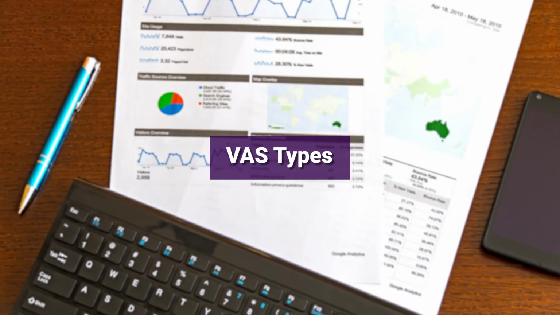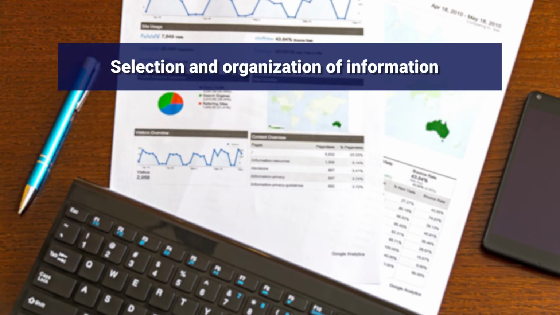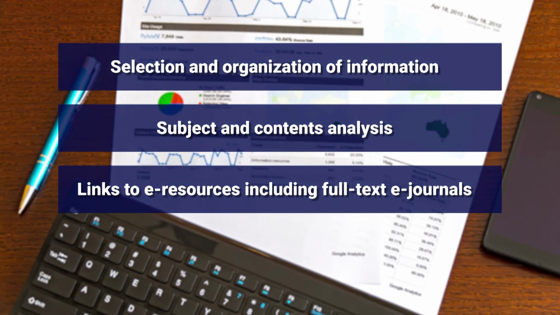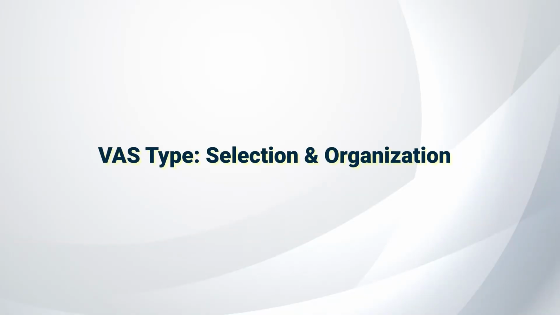Now VAS type, VAS means value added information services type. That includes selection and organization of information, subject and content analysis, links to resources, and information analysis, evaluation and synthesis. So let's come to selection and organization.